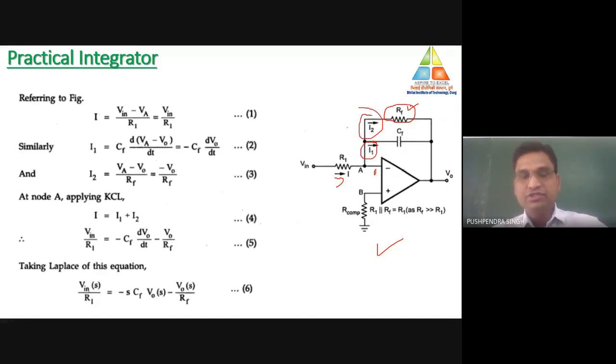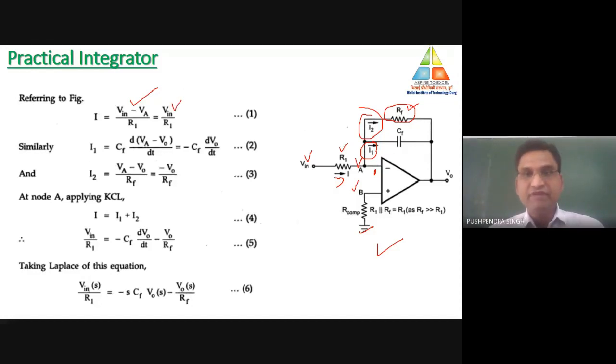I is equal to 0. So I is equal to I1 plus I2. What is I? I is equal to Vin minus VA divided by R1. But due to the virtual ground concept, VA is connected to VB and VB is connected to ground. So VB is equal to 0, so indirectly VA will also be equal to 0. So when VA is equal to 0, I will be equal to Vin by R1.